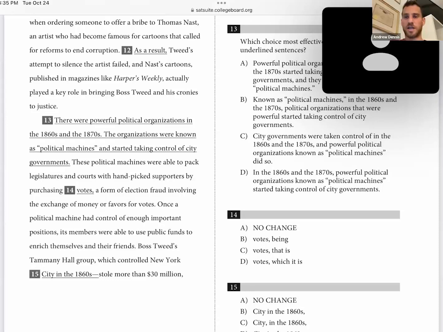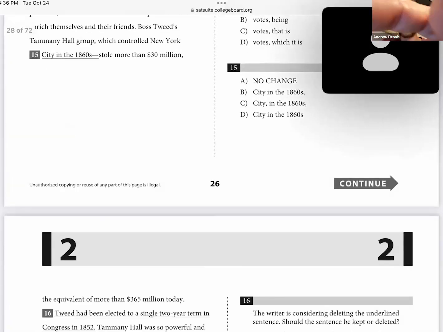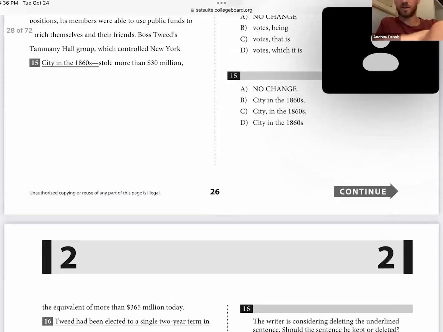These political machines were able to pack legislators and courts with hand-picked supporters by purchasing votes, a form of election fraud involving the exchange of money or favors for votes. Perfect, no change. Once a political machine had control of enough important positions, its members were able to use public funds to enrich themselves and their friends. Boss Tweed's Tammany Hall Group, which controlled New York City in the 1860s, stole more than 30 million, the equivalent of more than 365 million today.